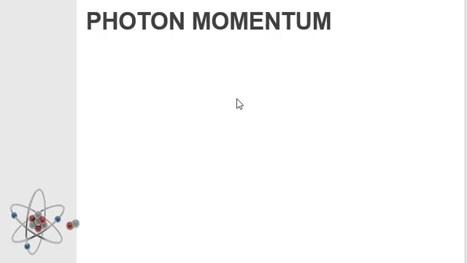Okay, now let's talk about photon momentum. Recall in the previous discussions, wherein we have relativistic energy and relativistic momentum, the energy for a photon, since it's a massless particle, is equivalent to Pc. So here, the momentum is equivalent to energy divided by c. Recall that the energy of the photon is equal to hf, then divided by c.